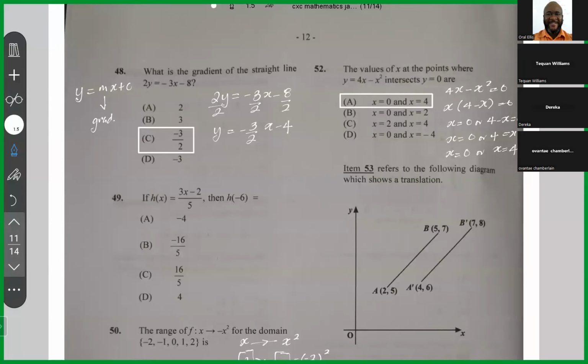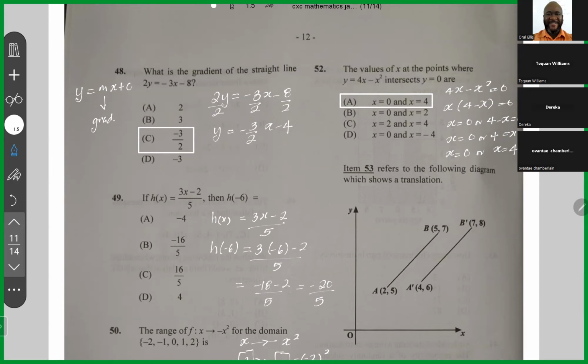Next, 49. h of x is equal to 3x minus 2 over 5. h of minus 6: wherever I see x, I'm going to take out x and put minus 6. I have 3 times minus 6 minus 2 divided by 5. I have minus what? 18 minus 2 divided by 5.